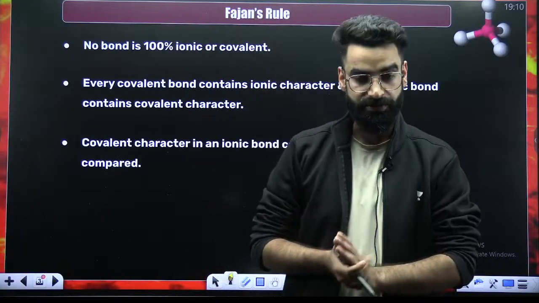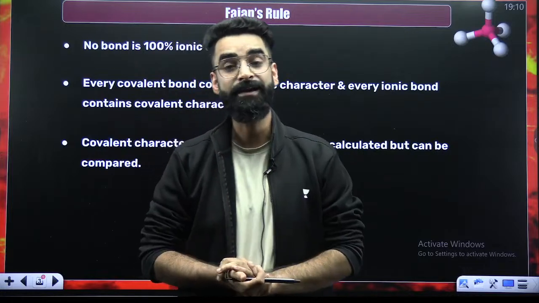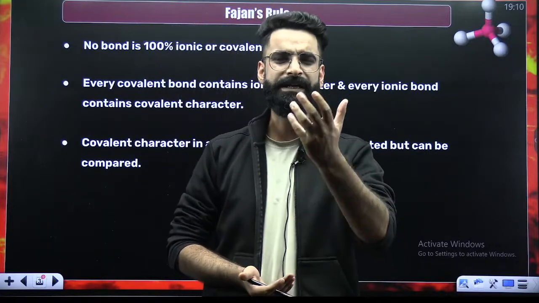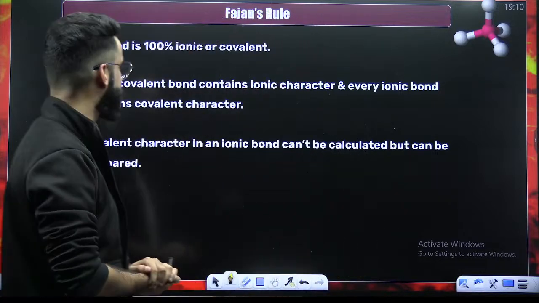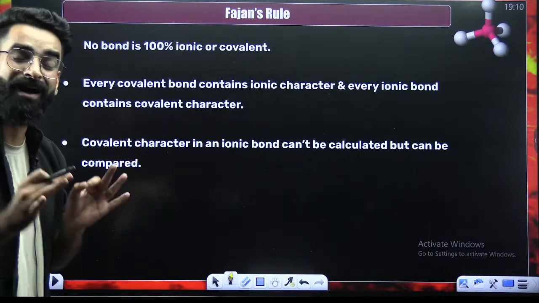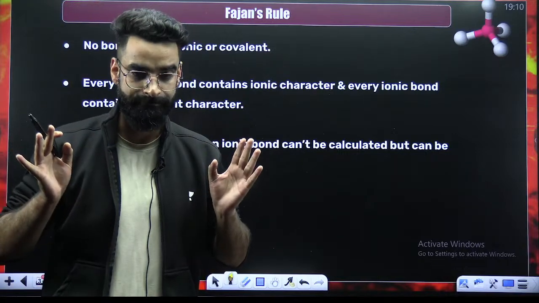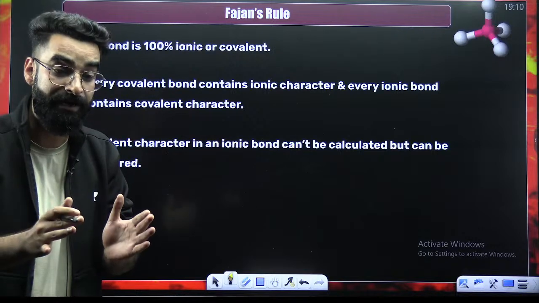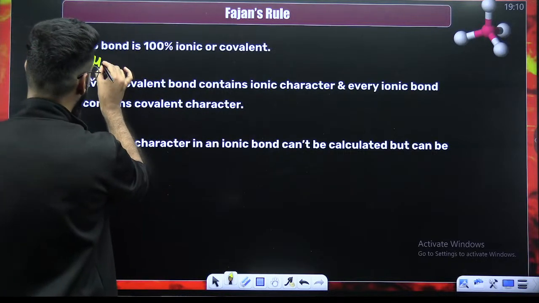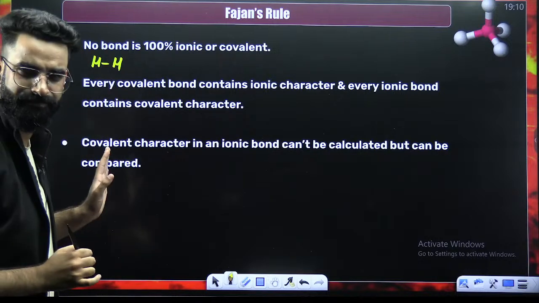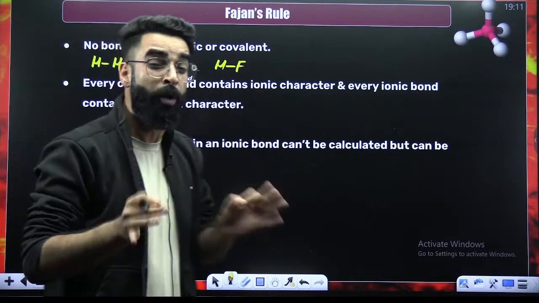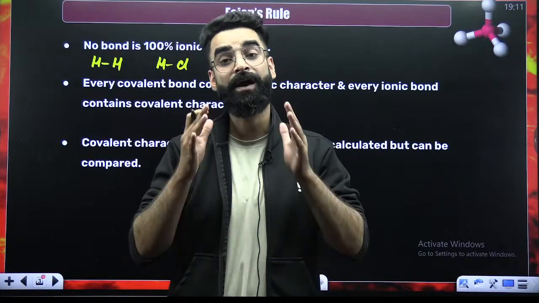Before starting Fajan's rules, before letting you know why we need them, let me tell you certain basic things which I've already mentioned here on the screen. The first point, as you can see: no bond is 100% ionic or 100% covalent. For example, I'm taking a bond in H2, this is the H-H bond. For example, HCl. For example, HF. There is no bond as such which can be 100% ionic or 100% covalent.